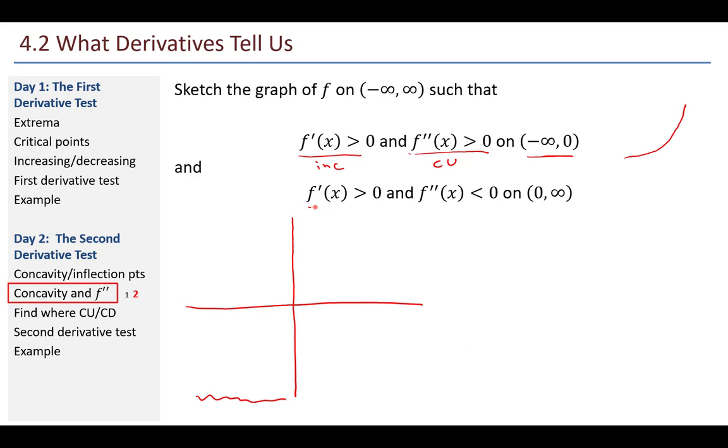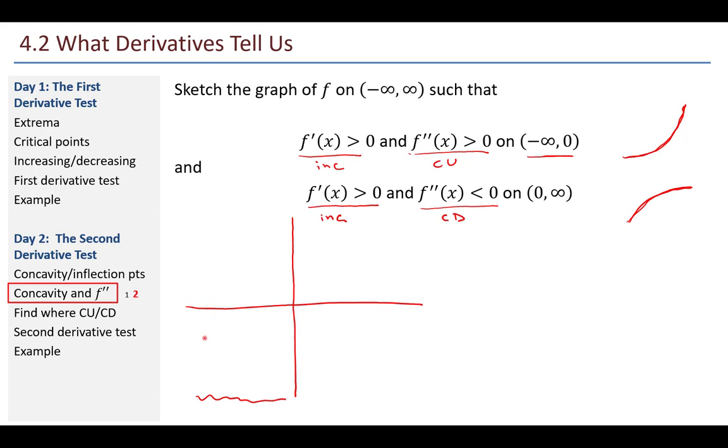To the right of 0, our first derivative is positive, the second derivative is negative. So the function is increasing, and f is concave down. What does that look like? Increasing, but concave down. All right, so it needs to start off increasing concave up and end increasing concave down.